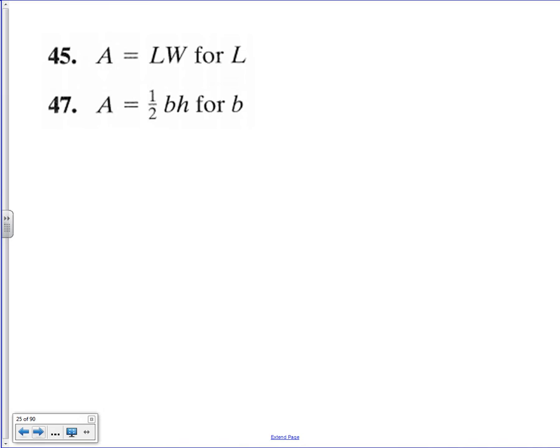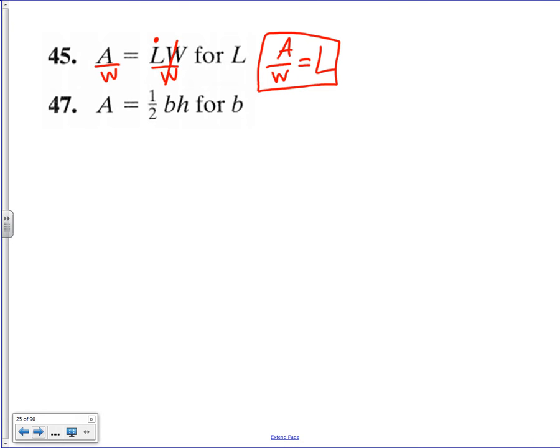All right, so if I'm looking at this first one here, it says to solve for L. Well, the L is right here. So in order to isolate that L, I'll have to divide both sides by W. The W's cancel, and I have A over W equals L. And that's all there is to it. The L is what you're solving for, and solving just means to isolate.